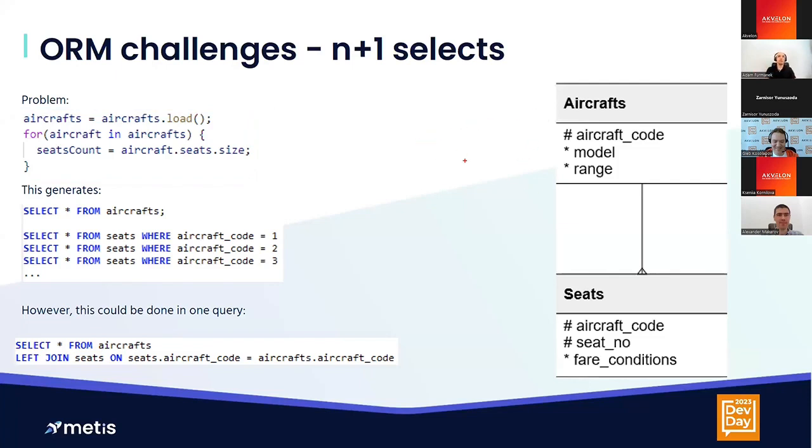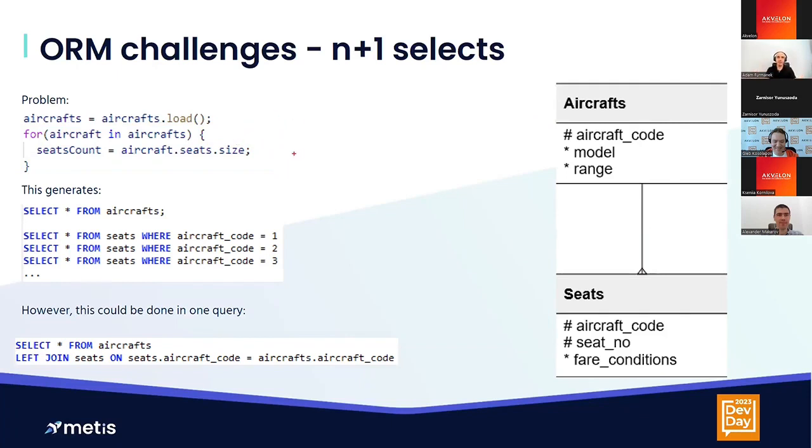Imagine that you have a table called aircrafts that has airplanes, and is in a one-to-many relation with seats, because every aircraft may have multiple seats. So we would like to get all the aircrafts, and then for each aircraft, we would like to get the number of seats it has, right?